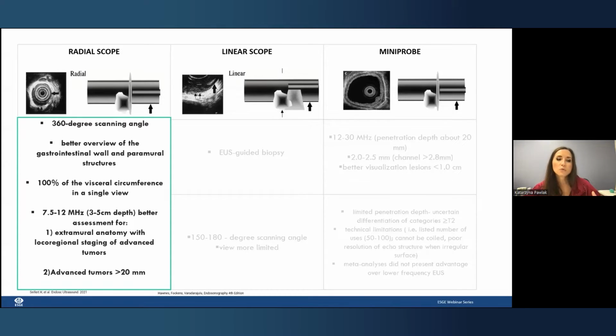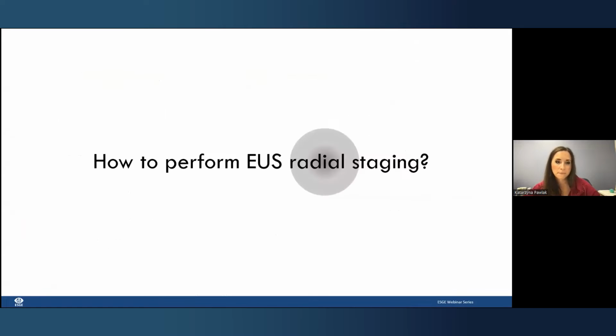And also, we will be able to see 100% of the visceral circumference in a single view. So we don't need to maneuver so much, and assessment might be much more comfortable than with other probes. Of course, we use the standard frequency settings. With this frequency, we'll be able to see from 3 to 5 centimeters in depth, and this will provide better assessment of extramural anatomy with locoregional staging of advanced lesions, and obviously also for lesions bigger than 20 millimeters in size. So we know that we pick the radial scope.